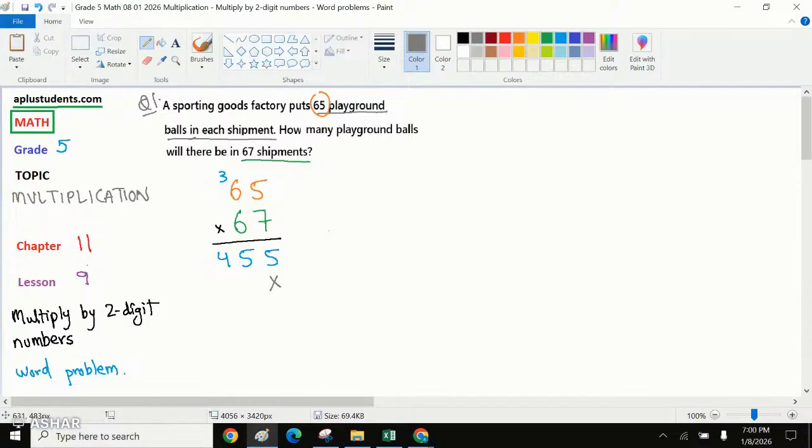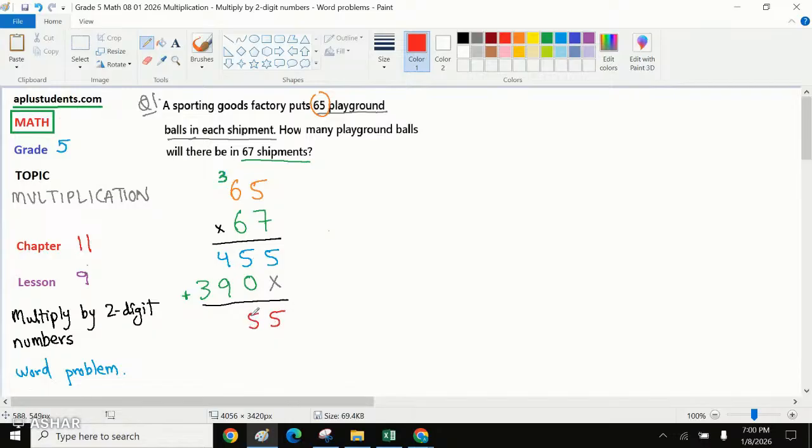We ignore the units for the next value. And what we say is 6 times 5 is 30. We put 0 and 3 is carried on the tens. 6 times 6 is, oh sorry, 36. My bad, I was doing it by a 3. 6 times 6 is 36 plus 3, that would become 39. When we add these values together, 5 plus 0 is 5.